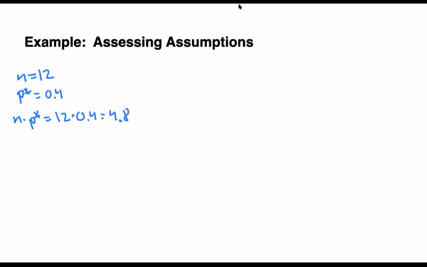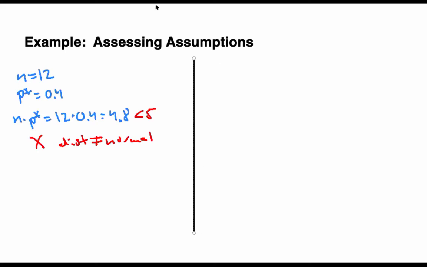And I can kind of stop here. I don't need to check for the other value. This is already less than 5. So in this case, the sampling distribution is not normal. For this particular scenario, the sampling distribution is not normal. Okay. Now, let's do a different problem. Let's do one where we've got n equals 25, p star equals 0.6.